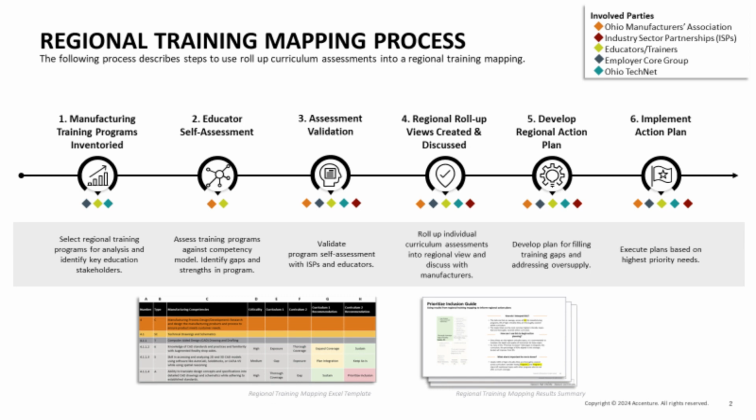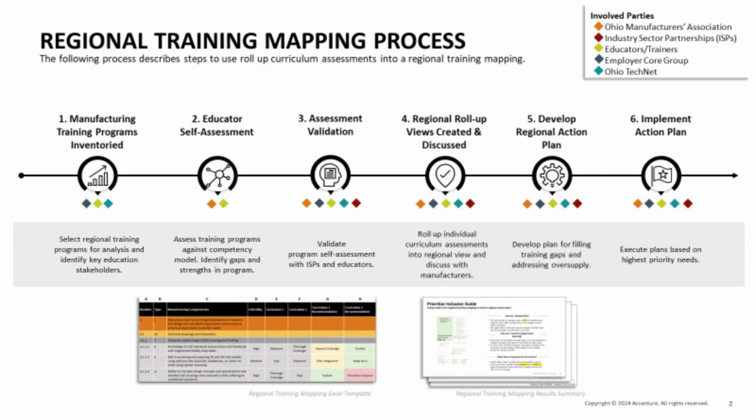So starting out the process, the first couple steps here will probably look pretty similar to the curriculum assessment, as the first steps of the regional training mapping process are to perform an actual curriculum assessment. Step one really just involves pinpointing those key manufacturing programs that you want to use for evaluation. And then we move straight into step two, which is the educator's self-assessment. So after identifying which programs you want to use, identifying the educator stakeholder contact, and having them run their own curriculum assessment, then step three, we'll move on to assessment validation.